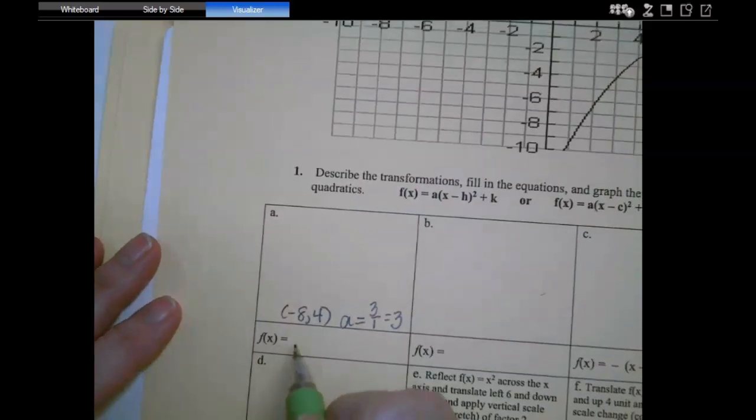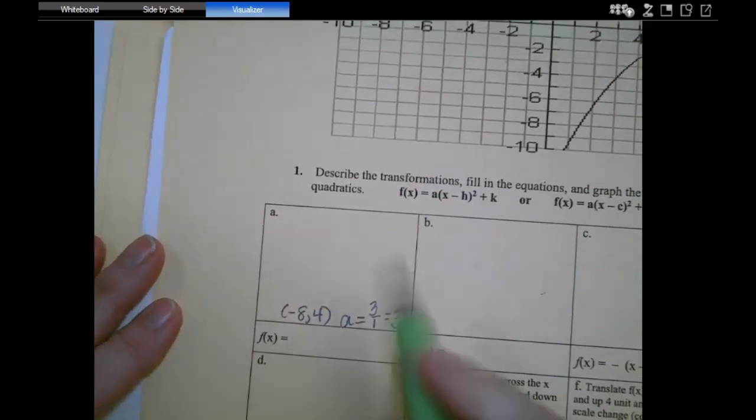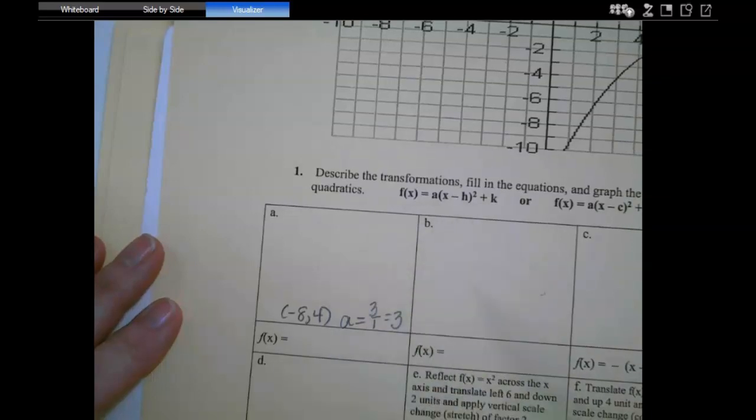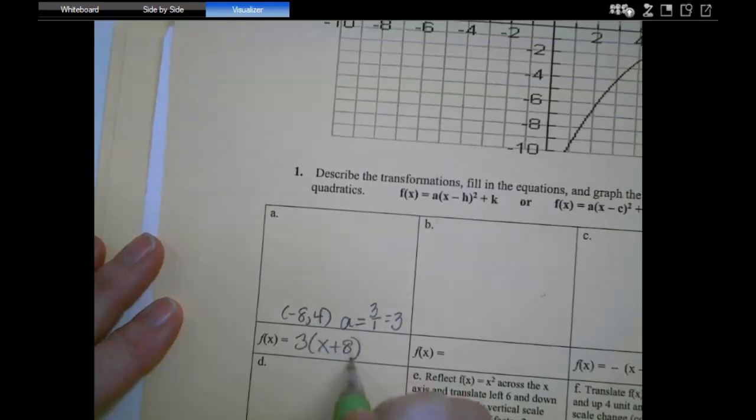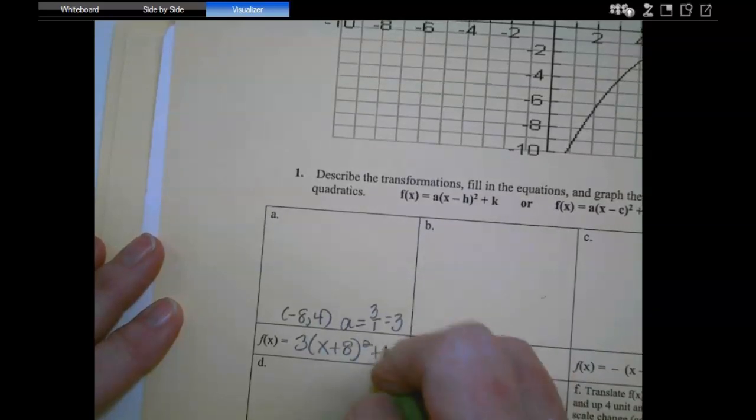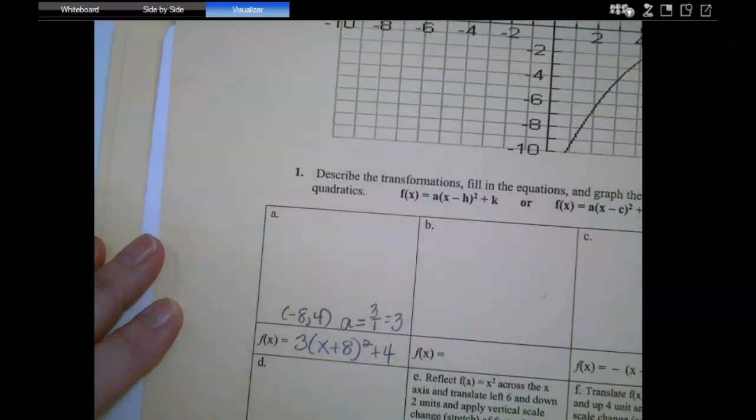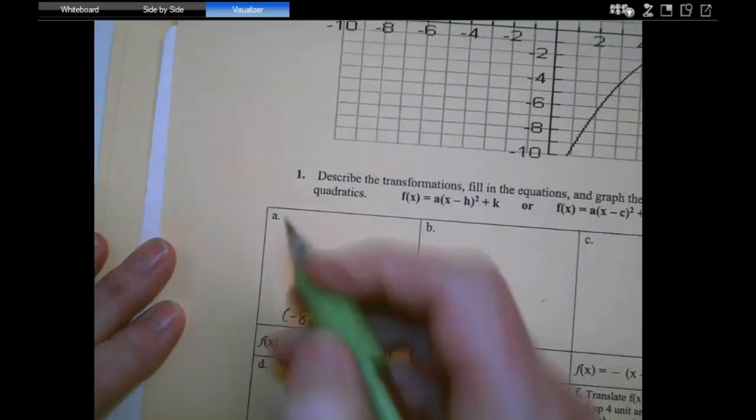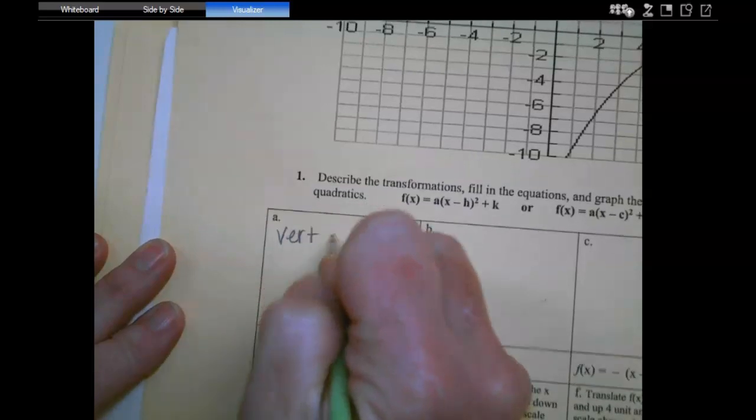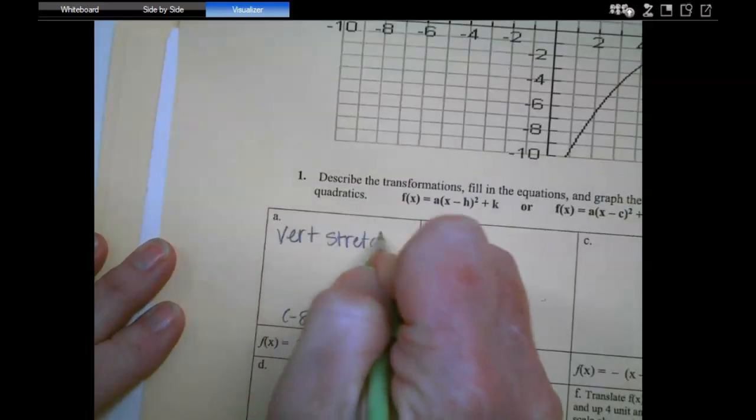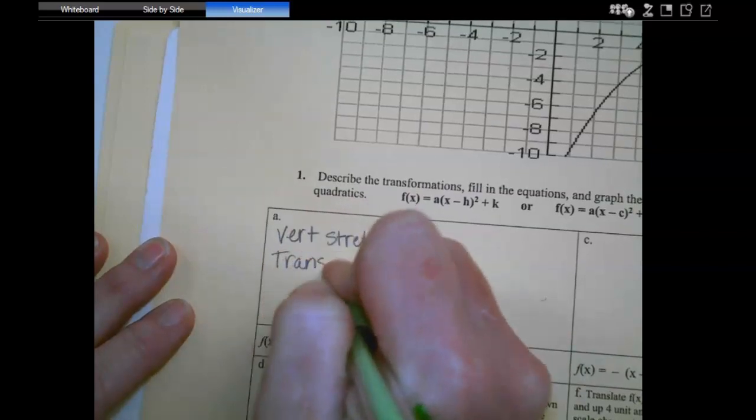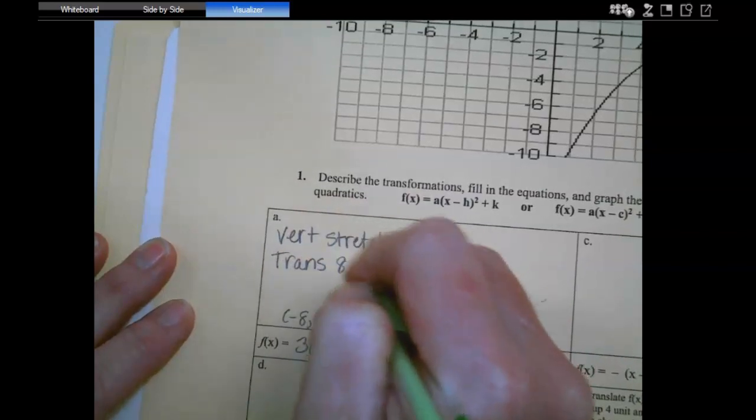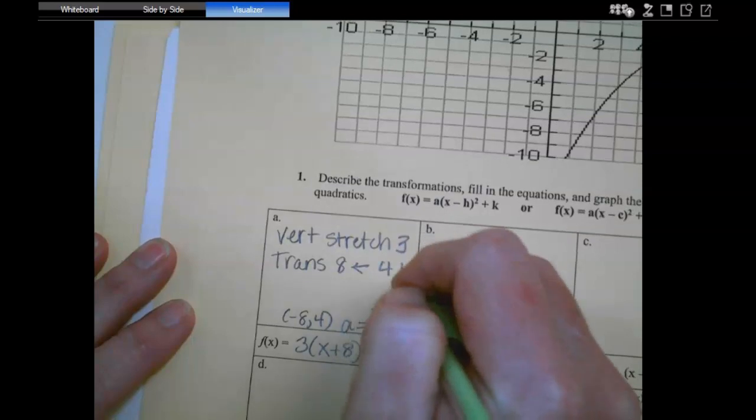So if I write my function then, it's in vertex form. We did that on our sheet. We all know what this is now. So my a is going to be 3 times (x plus 8) squared plus 4. And that's going to tell me I have a vertical stretch of 3. I'm going to have a translation of 8 to the left and 4 up.